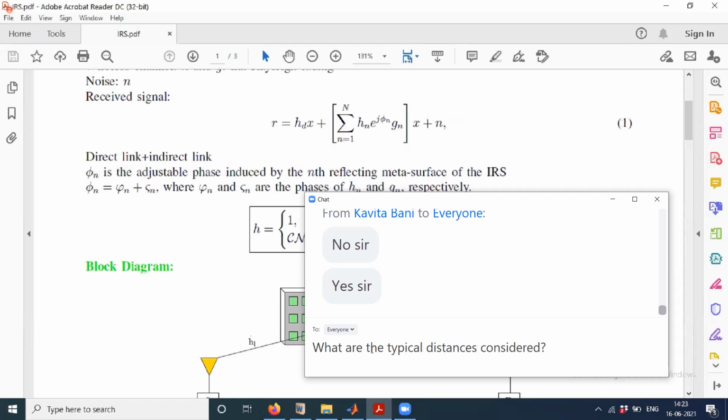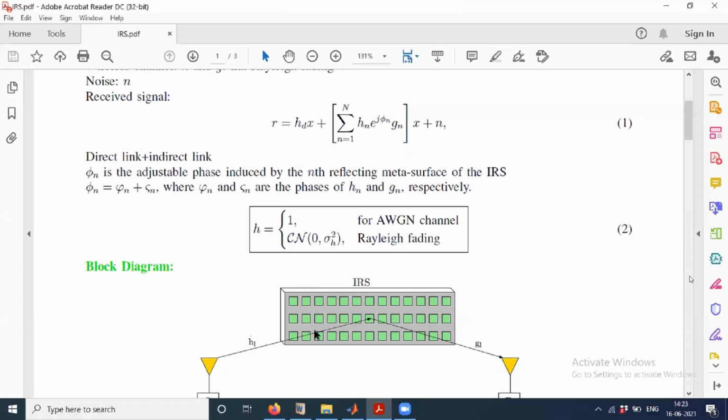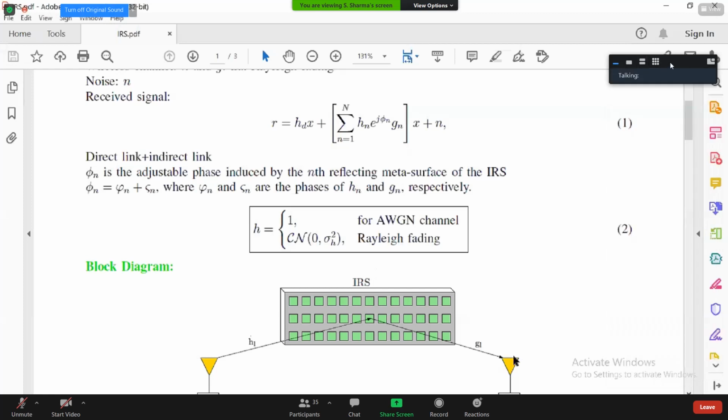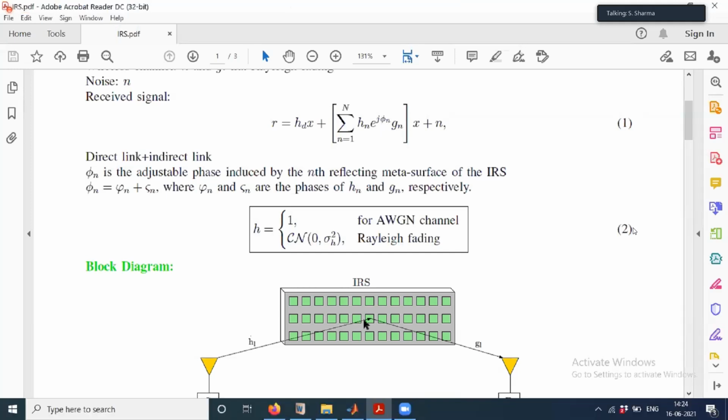indirect path via the IRS. H_n is the nth surface channel, that is between the source and the nth reflecting surface. Similarly, G_n is the channel coefficient between the nth IRS and the destination. Phi_n is representing the phase of the nth reflecting surface. Here H_n and G_n are complex quantities, and combining all the reflecting surface signals, this can be written in this manner, and n is representing the noise.